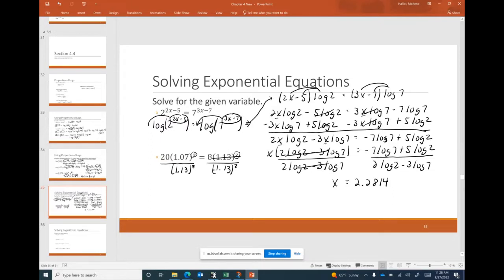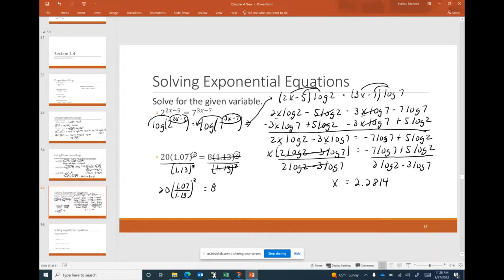Okay, so then this part divides away on the right, and let me just rewrite that. I now have 20 times, and because this is the same exponent, I can just write it as a fraction: 1.07 divided by 1.13 raised to the z power. Of course, that's just going to be equal to 8.